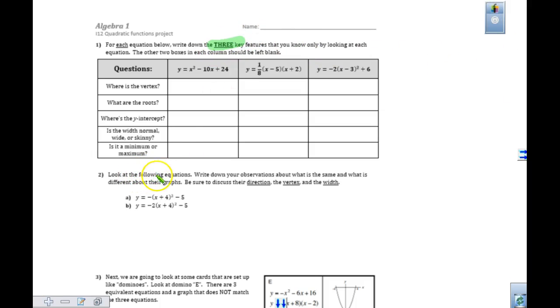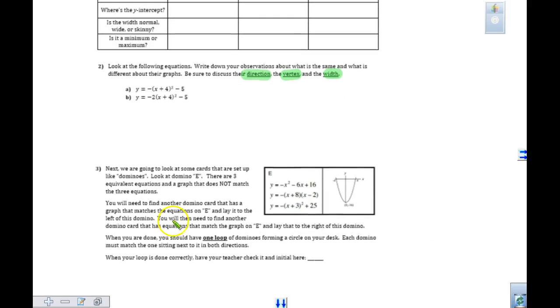The next question says to look at the equation and to write down observations that are the same and different about the graphs. So you're going to look at these two, and you're just going to write your observations, like what do we know about direction, vertex, and width about these two graphs.